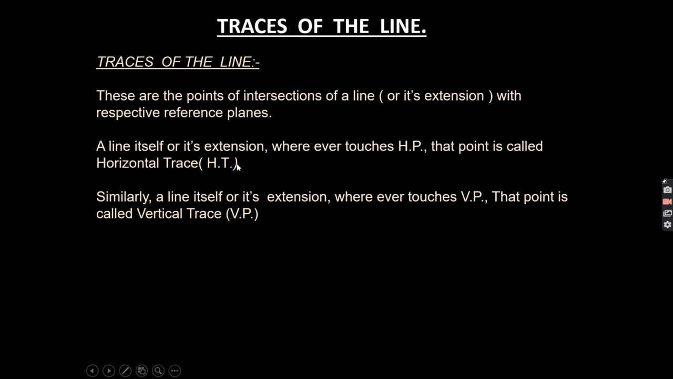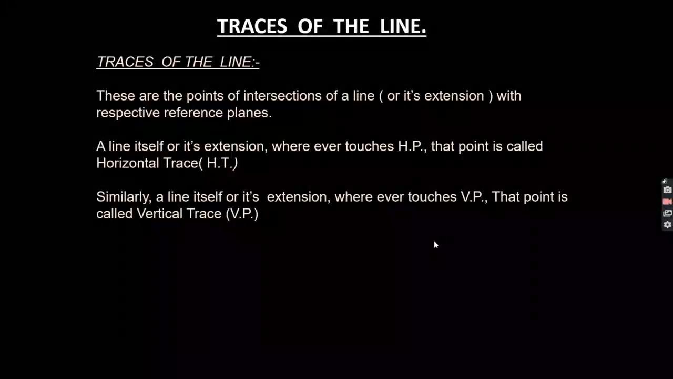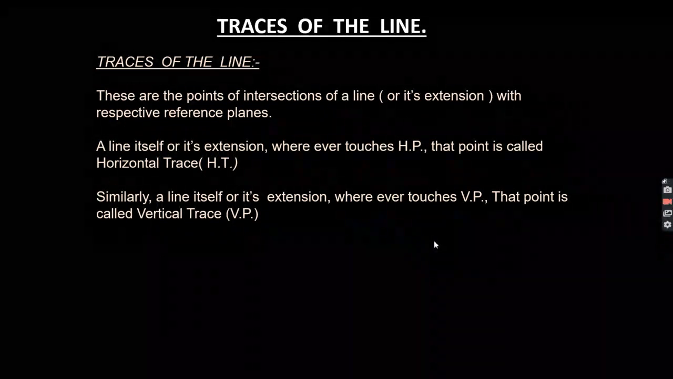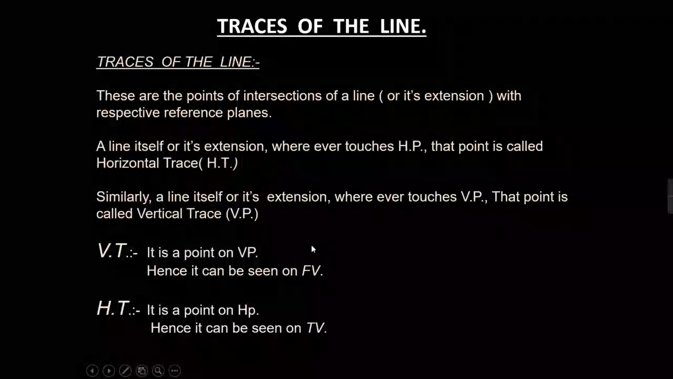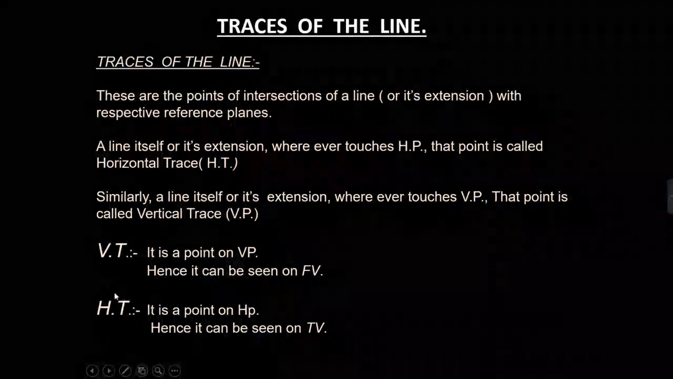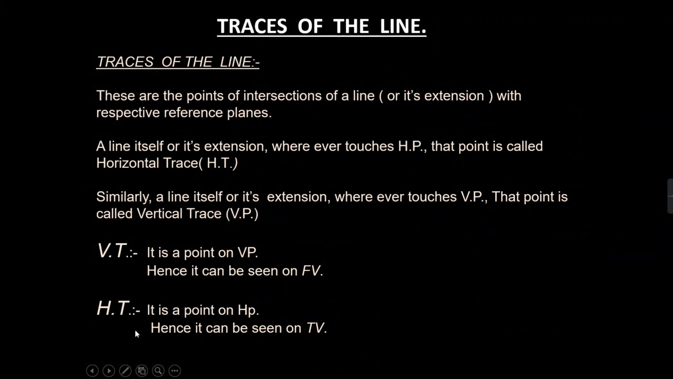So when the line itself or its extension touches the horizontal plane, the trace is called the horizontal trace. In a similar way, when the line or its extension touches the vertical plane, that point is called the vertical trace. So the vertical trace is the point on the vertical plane, and we can see this vertical trace on the front view. Similarly, the horizontal trace is the point on the horizontal plane, which means we can see the horizontal trace on the top view.